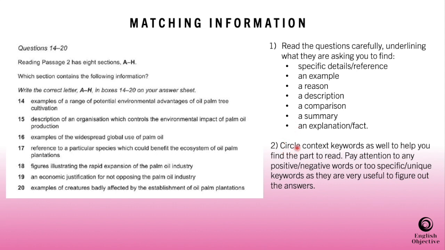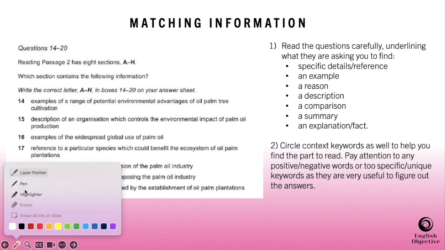Then I'm going to circle the context keywords so I can know exactly in what section I need to begin reading. You would have to pay attention to any positive or negative meanings or words that are too specific, too unique, so that it would be easier for you to find them in the text.